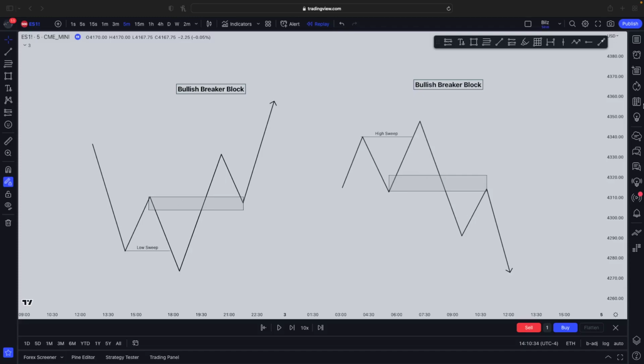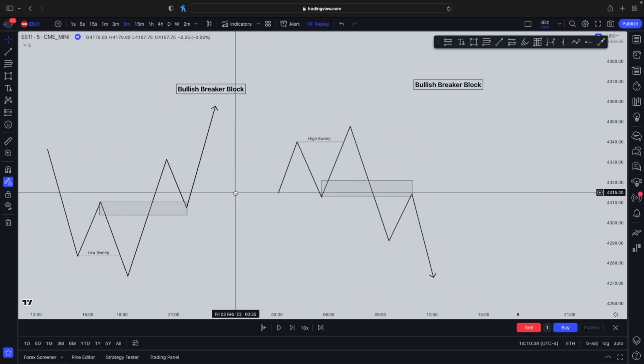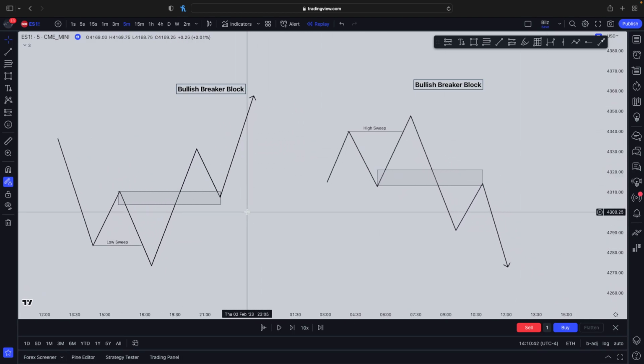What's good, everyone? In this video I'm going to be telling you what a breaker block is. Another sort of ICT thing which he does use. I use it myself too, actually.